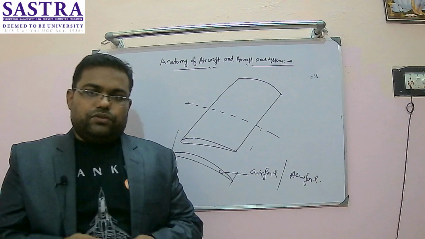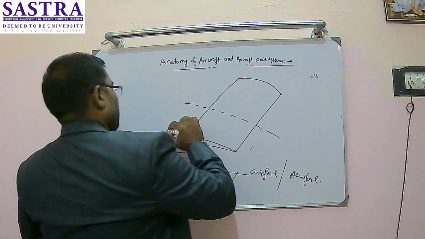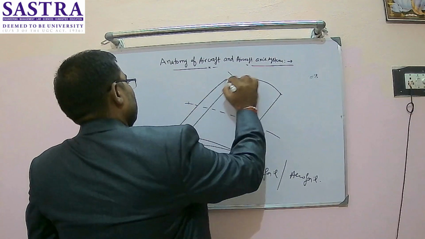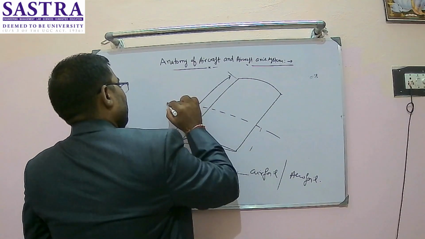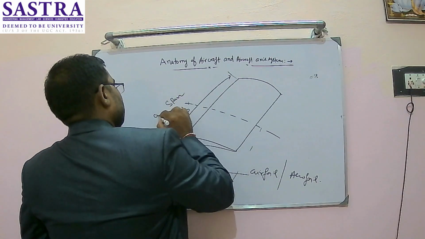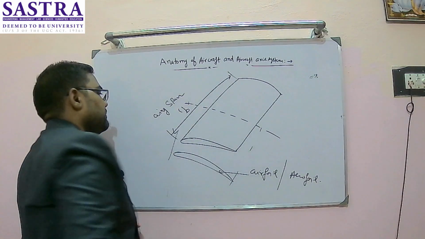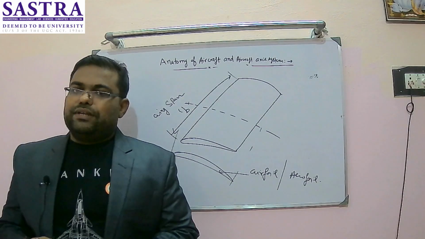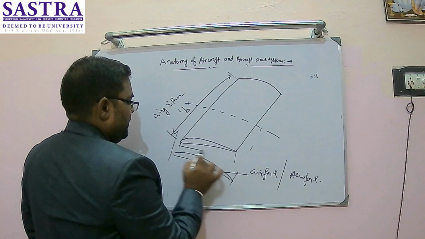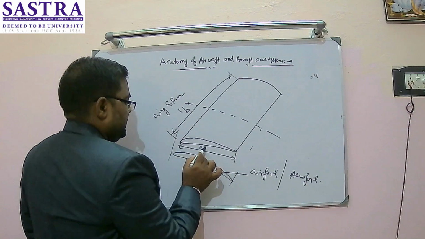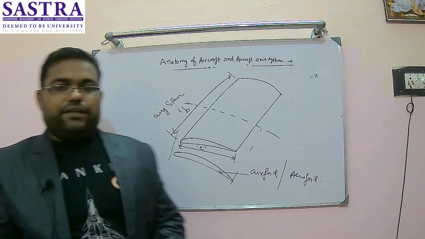Alright. So it has a certain span. From one wingtip to the other wingtip, this is known as the wing span, which I will denote by small b. And from one point to another, this length is known as the chord length, which I will say is c. I will define it later on.